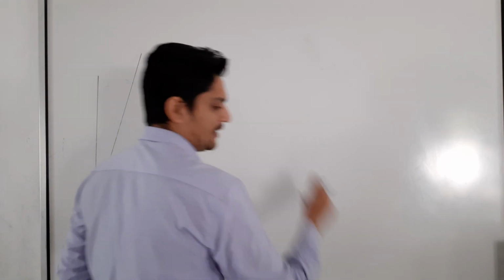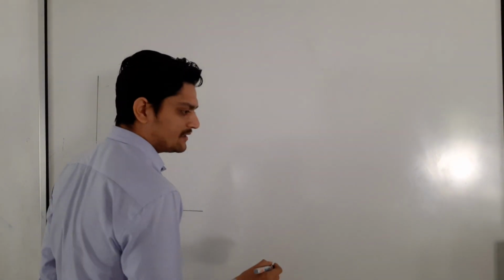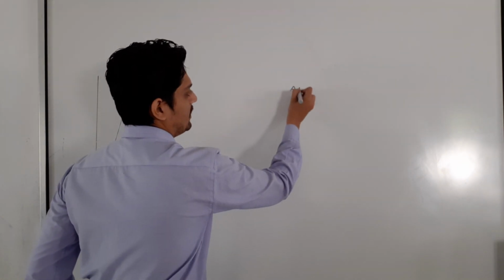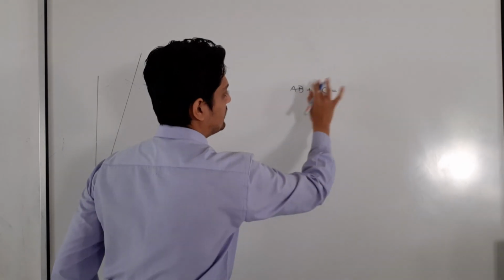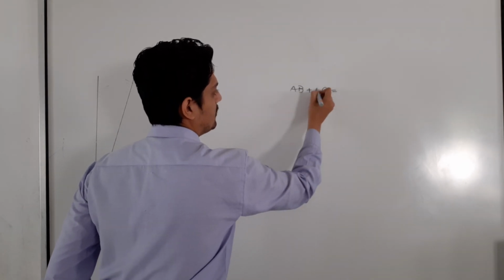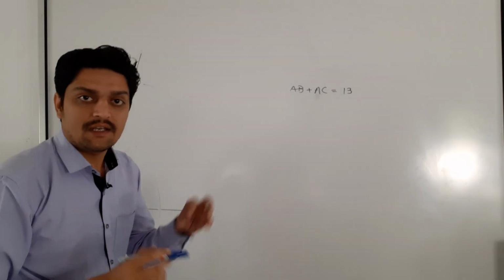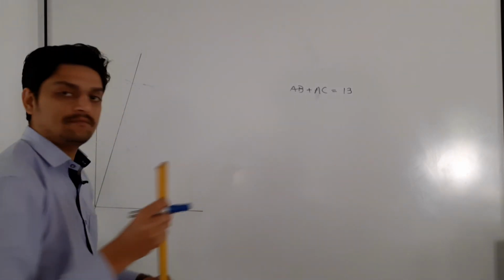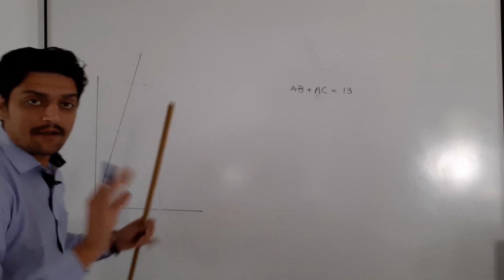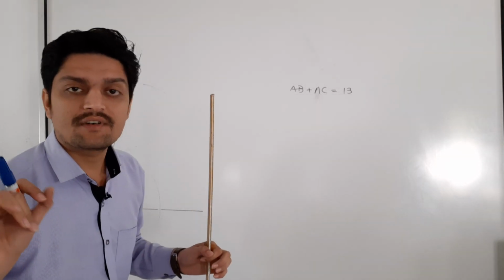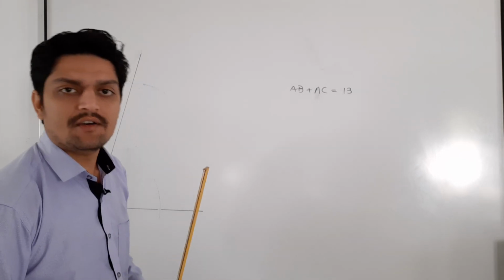Now we have to find BC plus AC, meaning the remaining two sides, that is 13. Okay, AB, actually AB plus BC is equal to, sorry, AB plus AC is equal to 13. So what you have to do here is measure 13 centimeter. From this 75-degree angle we have drawn, you have to first measure 13 centimeter using your scale.